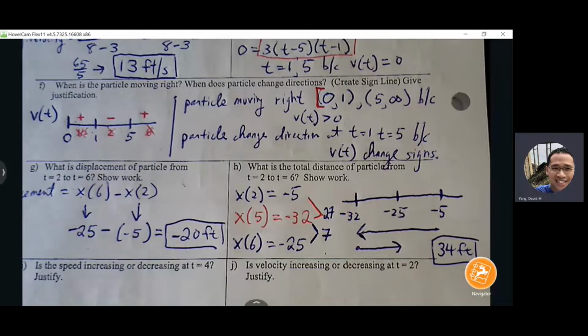Okay, so I see students tend to miss this problem as well, so any questions here?